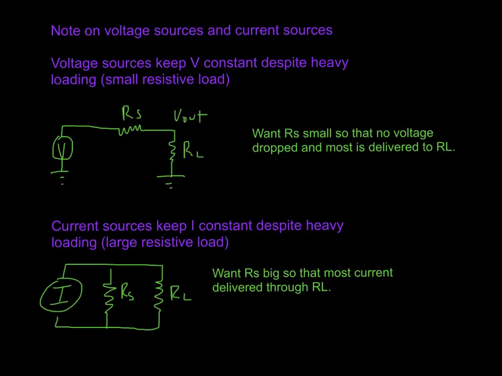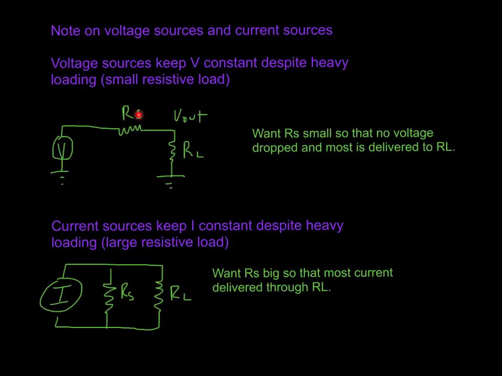As a final note on Thevenin and Norton equivalent, this relates in general to voltage sources and current sources. What makes an ideal voltage and current source? Voltage sources keep V constant despite heavy loading. Heavy loading for a voltage source means that RL is small. If RL is small, it draws a lot of current and it pulls down the voltage, so the voltage here is low. So you don't want that, so RL is either big. Another way to do that is you make RS small. If RS is small, if your output impedance is small, that's going to be a good voltage source.